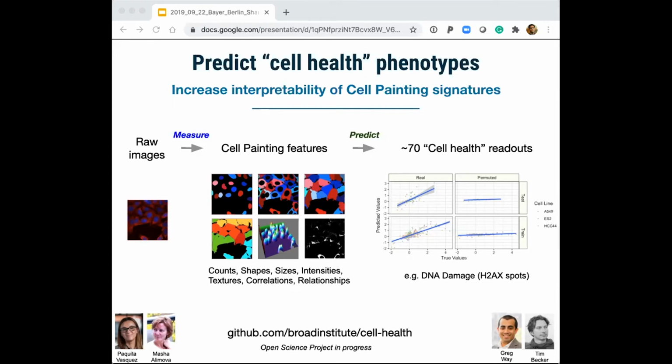Greg Way, a postdoc in the group, has shown that we can do a really good job of predicting several of these readouts, and you can learn more about this project on GitHub at this link, and the preprint has also recently come out with all the details of this paper.